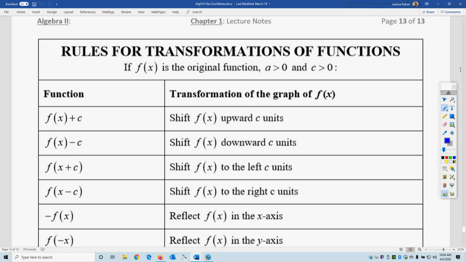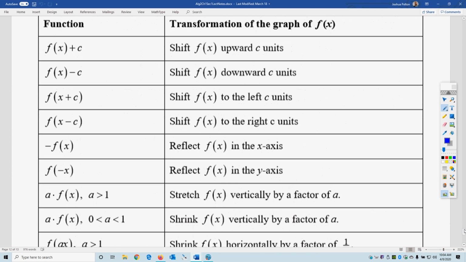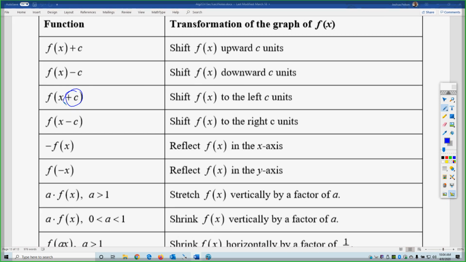If the adding and subtracting is on the inside, then it goes left or right. Counterintuitively, add is actually left, subtract is actually right. Changing it by a negative changes either your x or y value. On the outside changes your y value, and the inside changes your x value. If you change your y value, you go over the x-axis. If you change your x value, you go over the y-axis as a reflection.